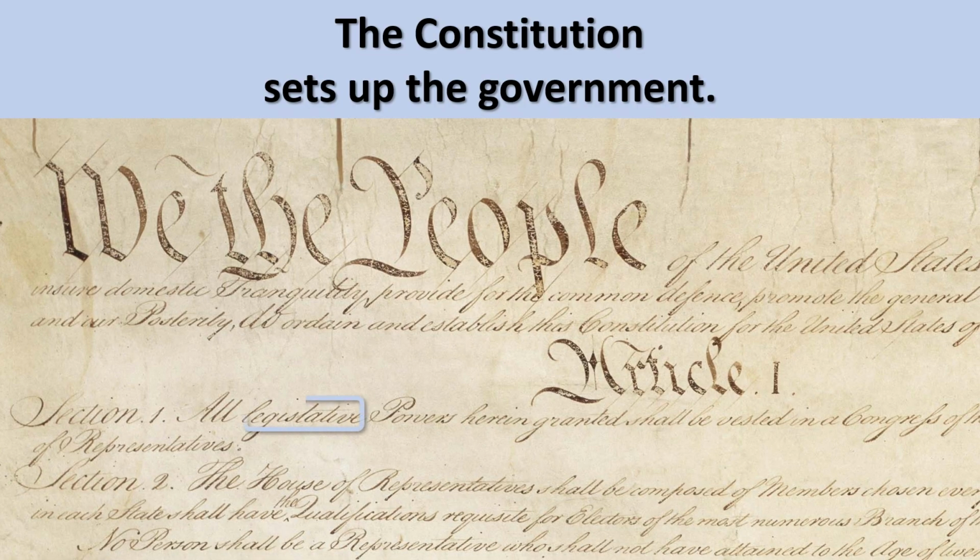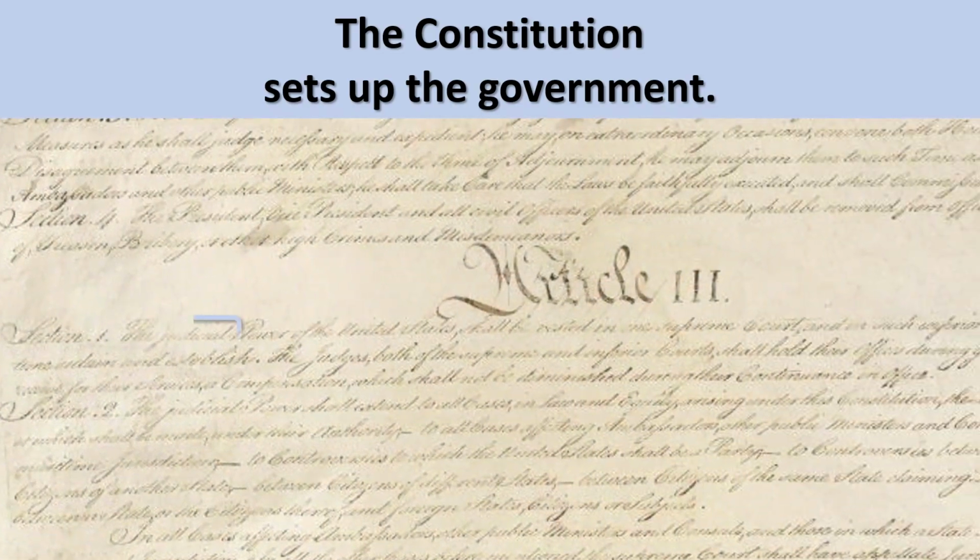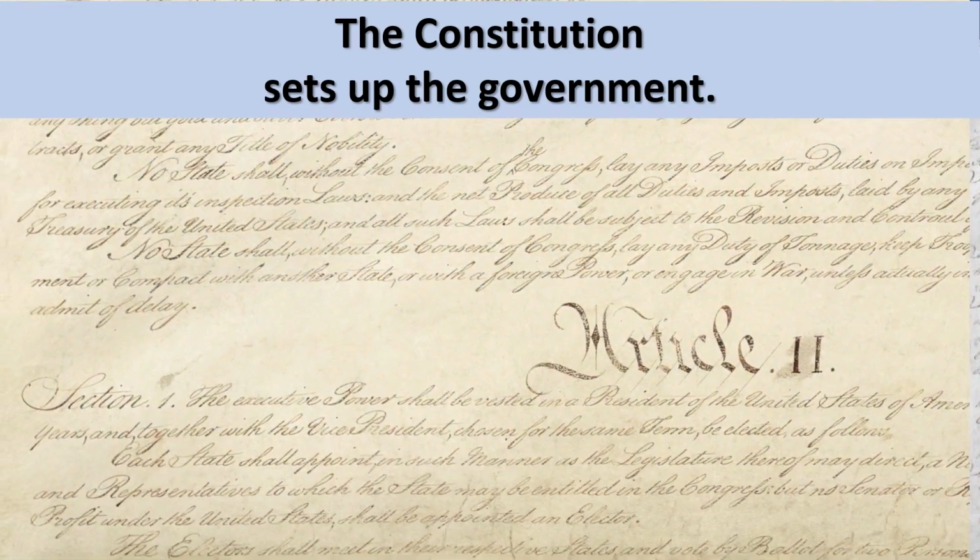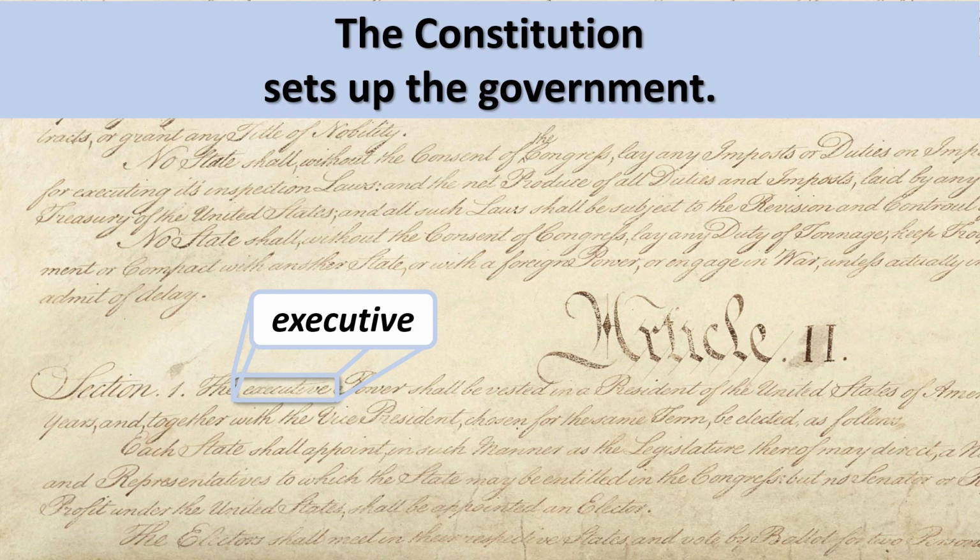The Constitution sets up the legislative branch, or Congress. It sets up the judicial branch, or the court system. The Constitution also sets up the executive branch of government. This is the branch of government that includes the president, the vice president, and the presidential cabinet. The Constitution defines the executive branch as a separate part of government from the legislative and judicial branches. It establishes that the president and certain other government officials are members of the executive branch, and it sets up their specific powers and responsibilities.